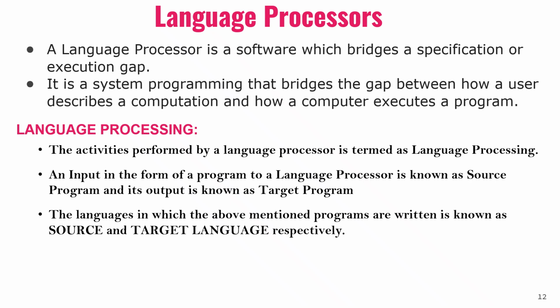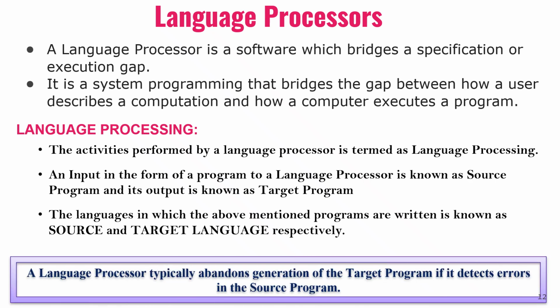Any input to a language processor is known as a source program, and the output of a language processor is known as the target program. The languages in which the above mentioned programs are written are also known as source language and target language. Last point, which is known by everybody, a language processor typically abandons the generation of target program if it detects errors in the source program.